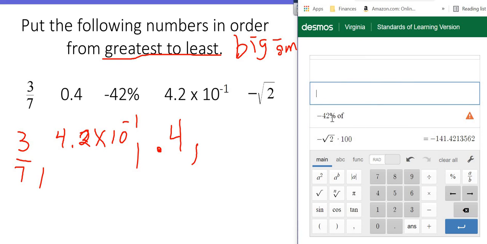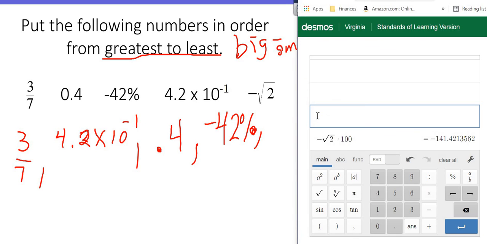Then I have negative 42% and negative 141. We're going down, so we want the biggest number. Well, negative 42 is much closer to 0 than negative 141. So that means negative 42% goes next. And the very smallest one is the negative 141. Let me delete that so I can write it in original form, which is negative square root of 2.